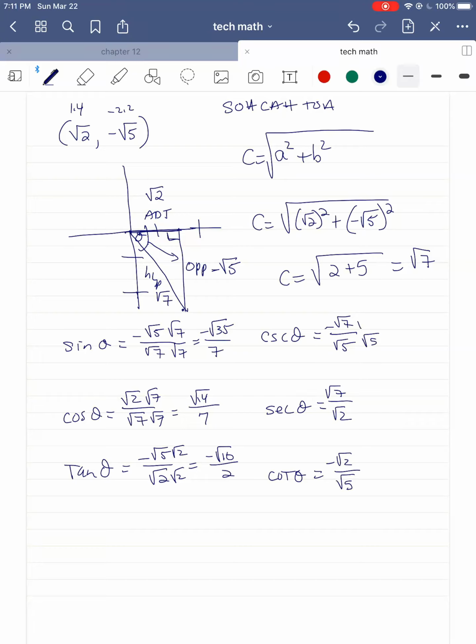So for cosecant, multiply square root of 5 over square root of 5. So this is going to be minus root 35 over 5. This one, secant, I do square root of 2, square root of 2. So this is going to be square root of 14 over 4. Cotangent, multiply both sides by square root of 5, up and down, so I've got minus the square root of 10 over 5.